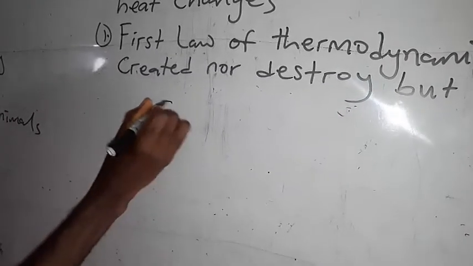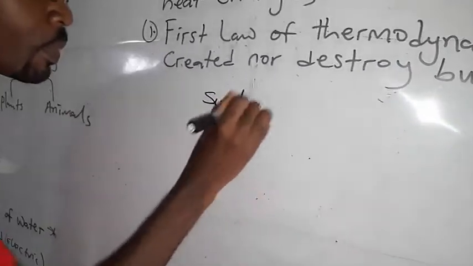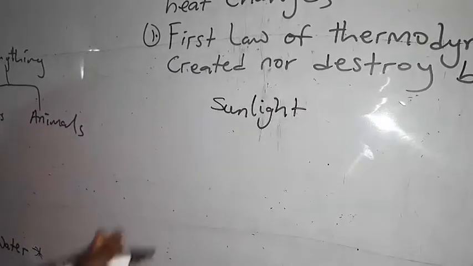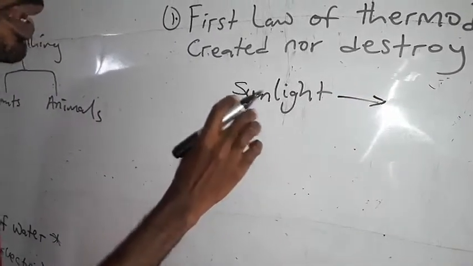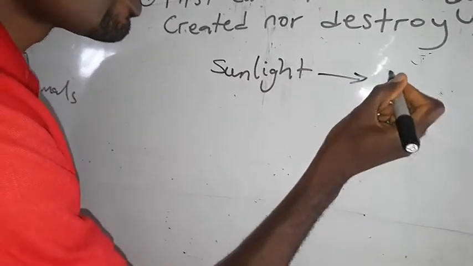For example, we talked about sunlight. This sun energy, when plant extracts it, it will change from sunlight energy to what? To chemical energy.